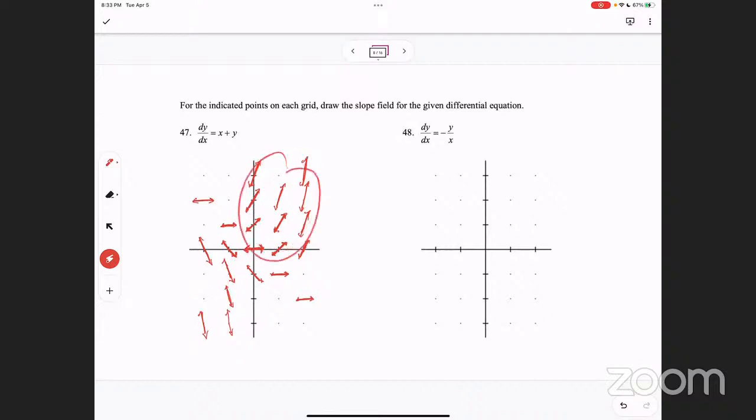If it's a slope of 0, it means it's a max or min point. So here's a max or min point. Here's a max or min point. I'm sorry, here's a slope of 0. There's a max or min point. It's going up.